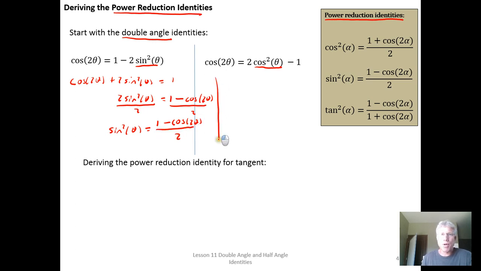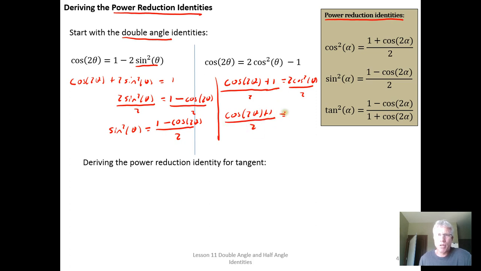And we would go through the same process with this one. We would solve for cosine squared to find a way to rewrite the cosine squared without the squaring in it. So I would start by adding 1 to both sides, which would give us cosine of 2 theta plus 1 equaling 2 cosine squared of theta, and then we would simply divide both sides by 2, isolating the cosine squared. By doing that, we have the power reduction identity for the cosine function, a way to rewrite cosine squared without a squaring in it.